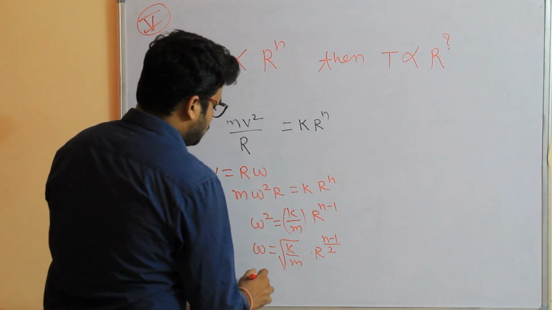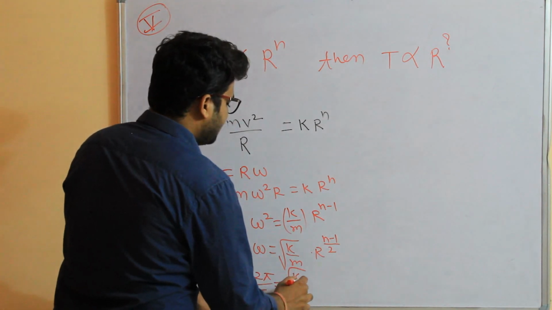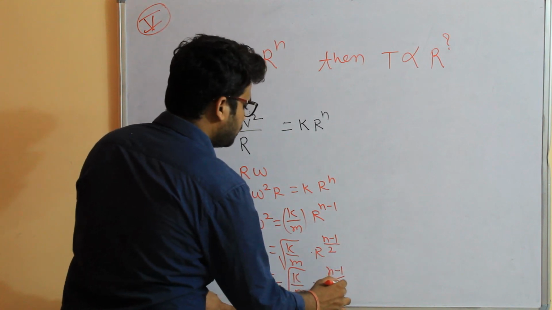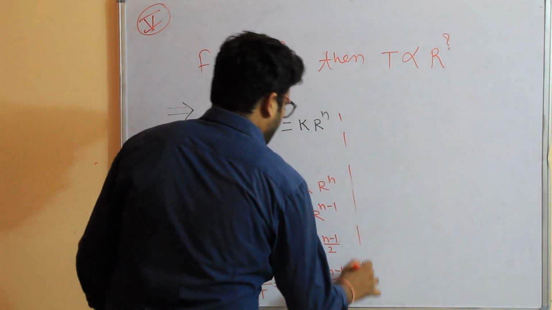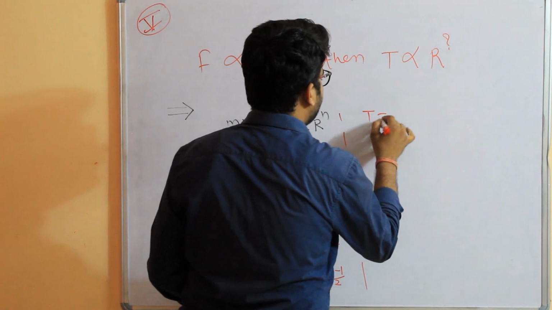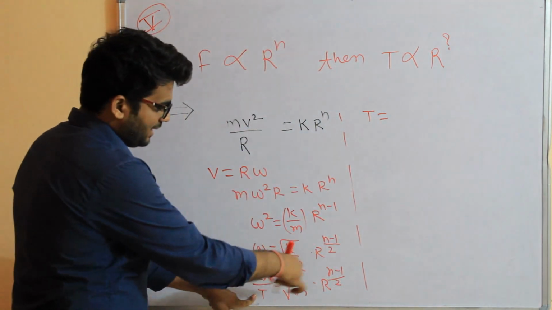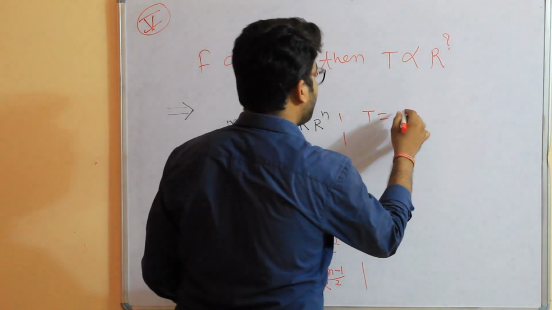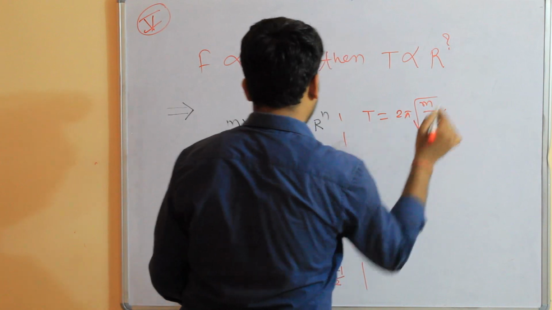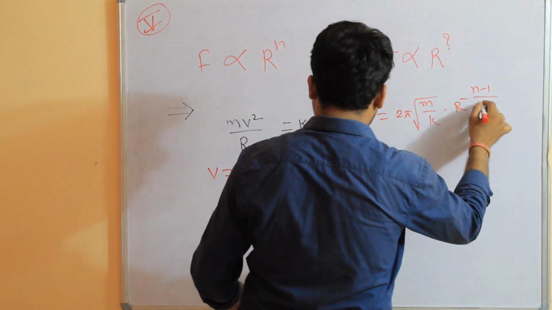Now what is omega? It is 2 pi by capital T, which is equal to root of k by m into r to the power n minus 1 by 2. Okay, now see, T on this side and the rest on that side, so T is equal to 2 pi root of m by k into r to the power minus of n minus 1 by 2.